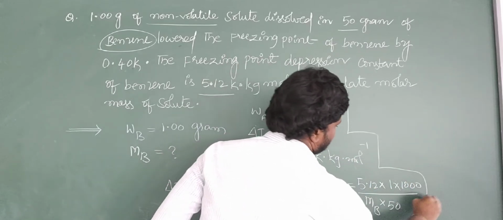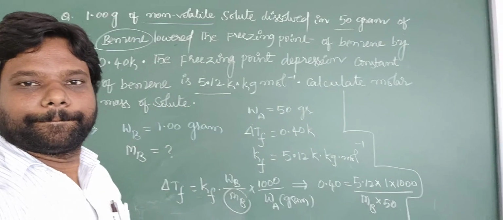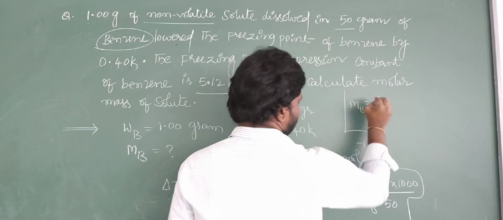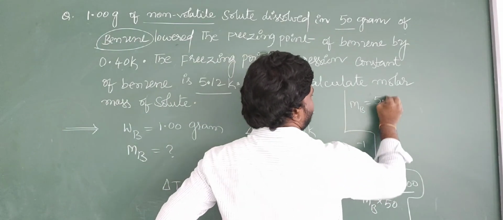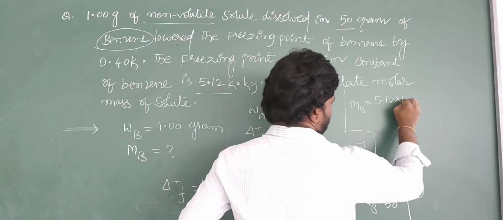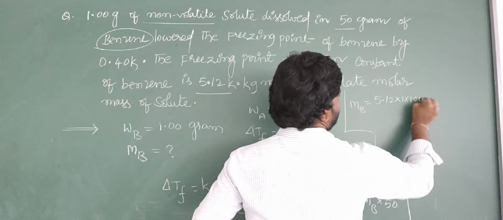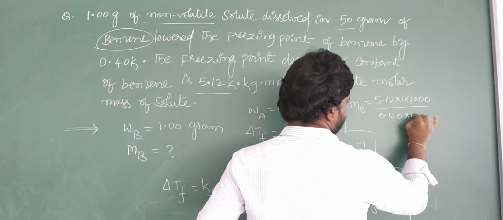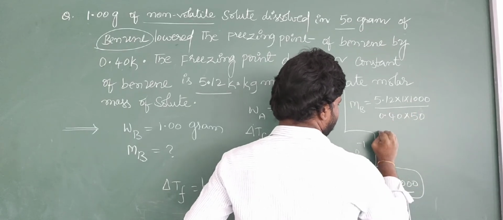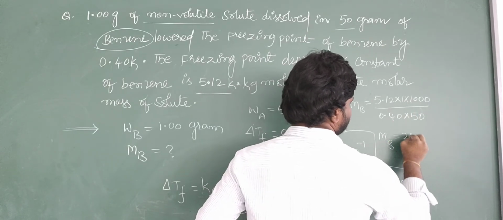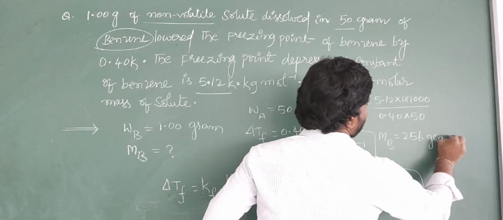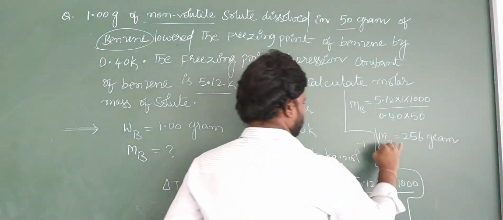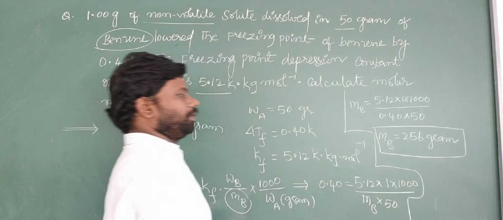Then Mb is equal to 5.12 into 1 into 1000 by 0.40 into 50. Simplify. Then Mb is equal to 256 grams. It is the molar mass of non-volatile solute. This is the molar mass of non-volatile solute from this data.